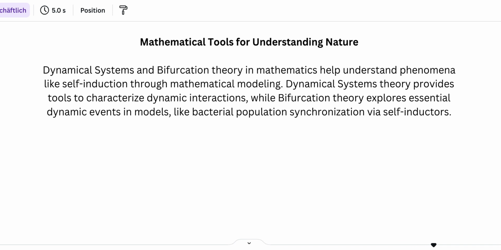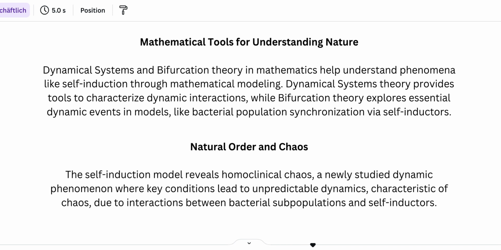The natural order and its chaotic model. The self-induction model, briefly described above, has a fundamental characteristic very interesting from the theoretical point of view: the rise of homoclinic chaos. This is a somewhat technical concept, but still fascinating in the sense that, besides being a recently studied dynamical phenomenon, it occurs when certain key conditions are satisfied when changing certain parameters in the system. These parameters correspond to characteristics not only related to the processing of self-inductors by bacteria, but also to the interaction between subpopulations. When this scenario happens, the dynamic consequences become unpredictable, which is a fundamental characteristic of chaos.